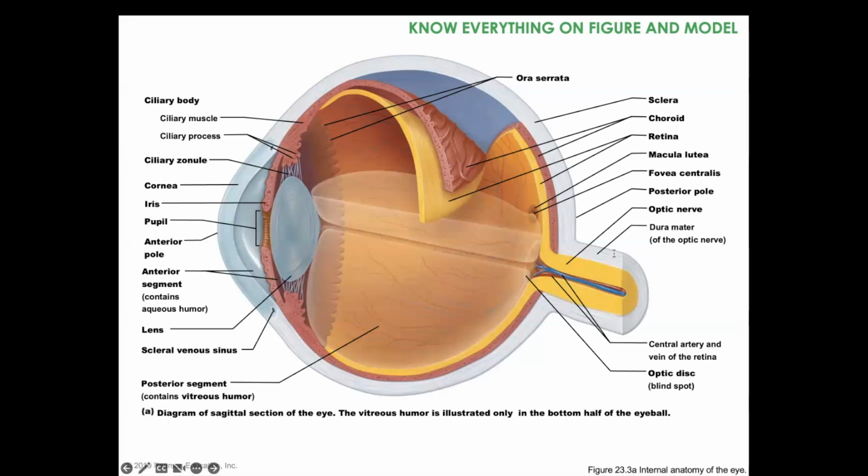The iris is the colored portion of the eye. The pupil is the very center of your interior portion and will dilate or constrict depending on the amount of light that is available.